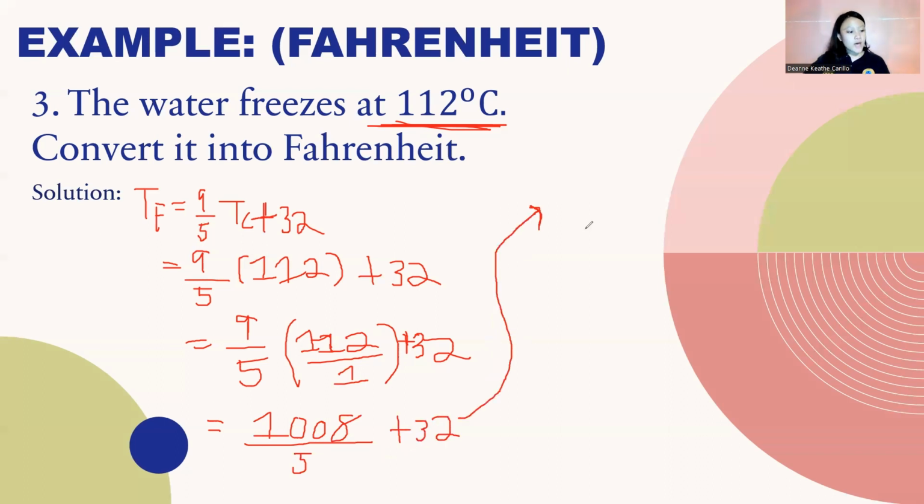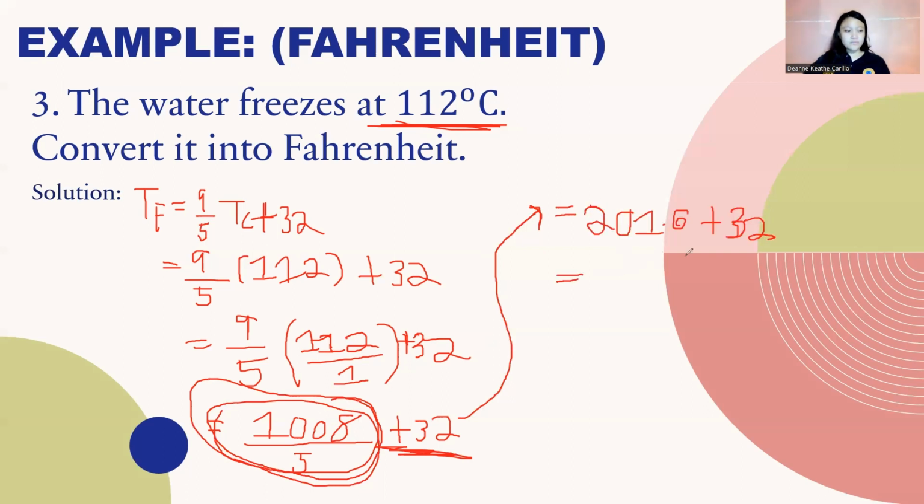Yes. Now, let's proceed to the next step, which is we will divide this 1008, and let's not use the plus 32 first. Hayaan muna natin siya. 1008 divided by 5 is equal to 201.6.